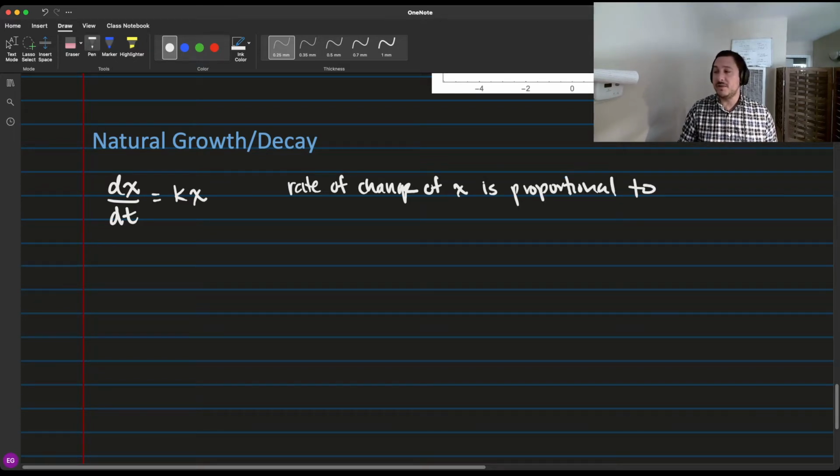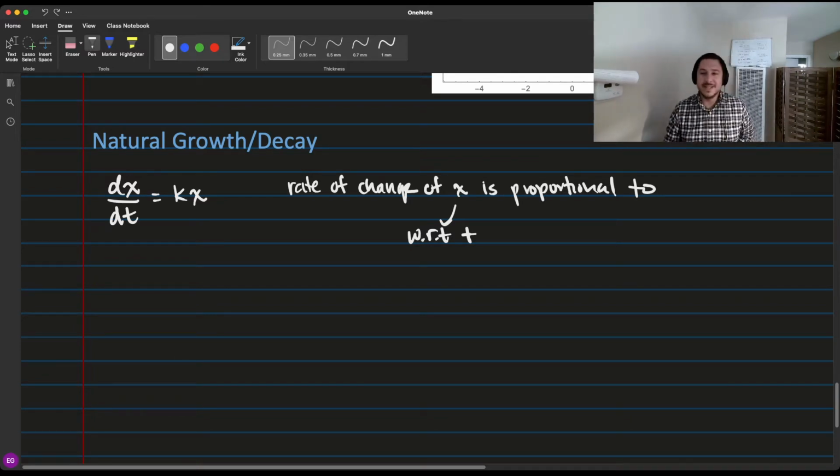And it really should be the rate of change of x with respect to time, right? Because it's with respect to t. And this happens with population growth, right? The bigger your population, the larger it can grow because there's more people who can make babies and stuff, right?